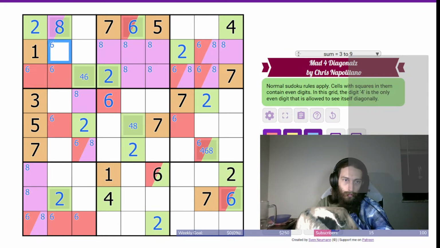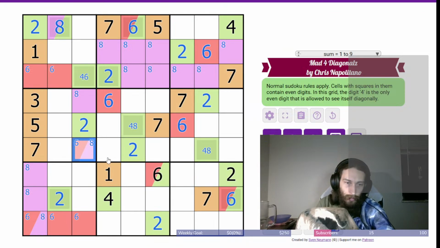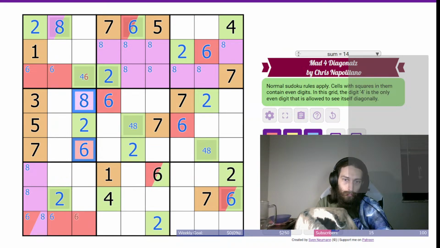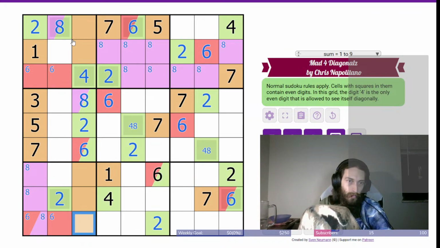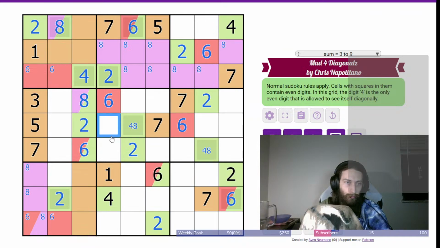It rules it out of that one, which rules it out of those, which places a 6, which takes a 6 out, places a 6, takes that out, places a 6, places an 8, places a 4, leaving the rest of the column to be odd. Actually, this one's odd as well. Row 1 is also odd.